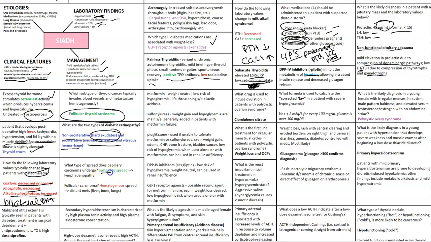Papillary carcinoma undergoes lymphatic spread, so there's going to be lymphadenopathy. Follicular carcinoma undergoes hematogenous spread, so there will be distant mets to the liver, bone, and lungs.